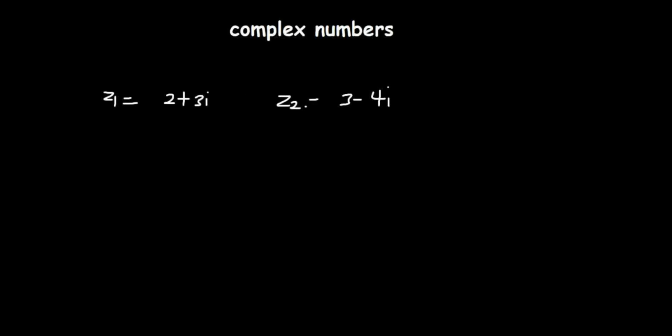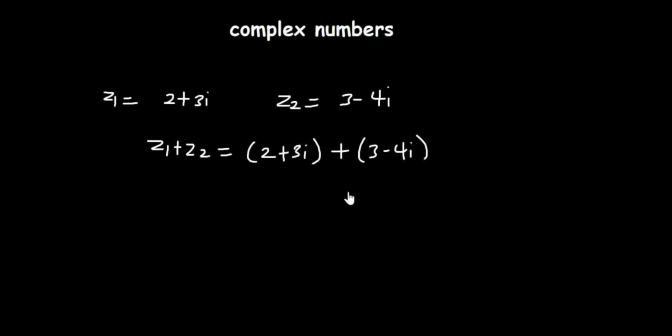Okay, so z1 plus z2 will be equal to 2 plus 3i, plus 3 minus 4i. Okay, this is what you have now. So this will give me z1 plus z2 to be equal to 2 plus 3i, and then plus 3 minus 4i. So now we are going to group like terms here.